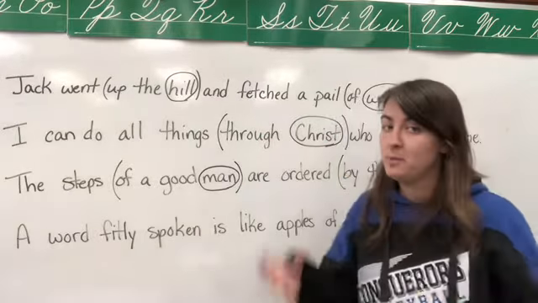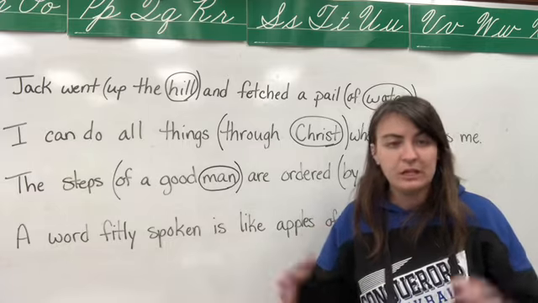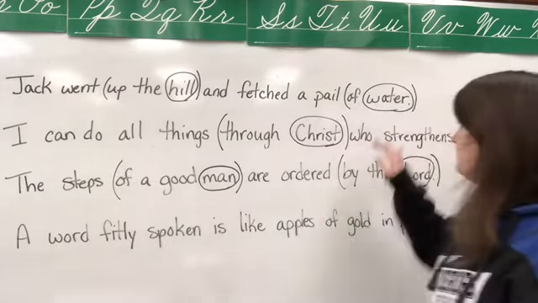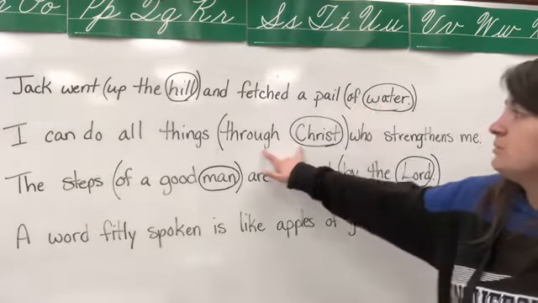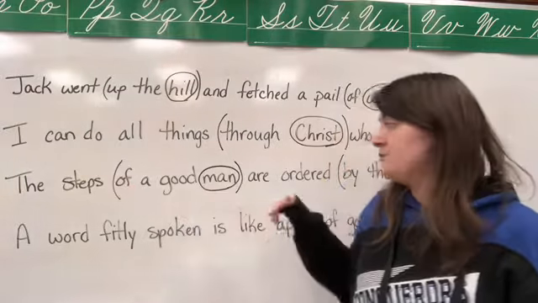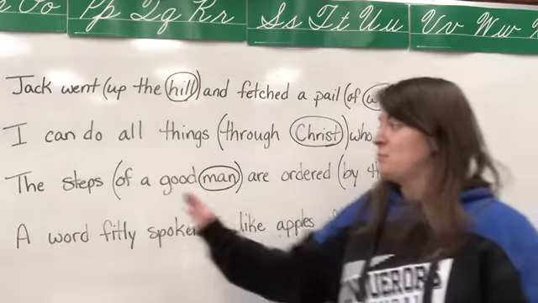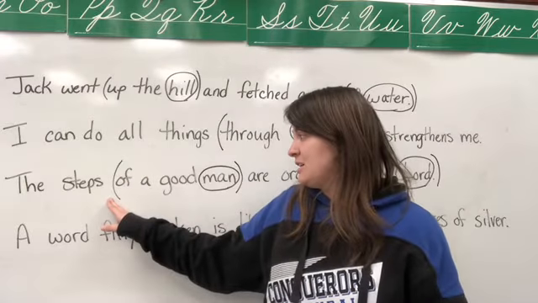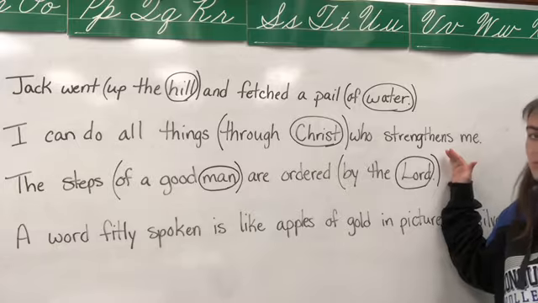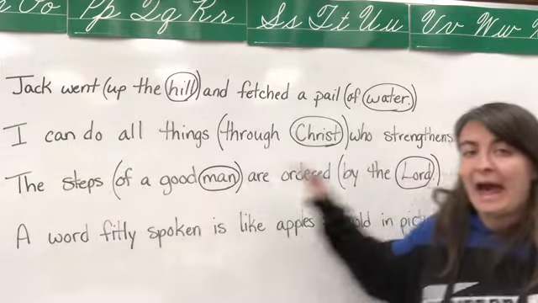Now, yes, some prepositional phrases are longer, but generally they're very short. Three or four words, not very long. Sometimes they're only two words, like we found here, of water, or through Christ. Sometimes it's three words, up the hill. Here we've got of a good man, four words. They're usually not super duper long. So if you're starting a prepositional phrase here and then ending it all the way over here, saying it's one big prepositional phrase, you probably have done something wrong because they're usually not that long.